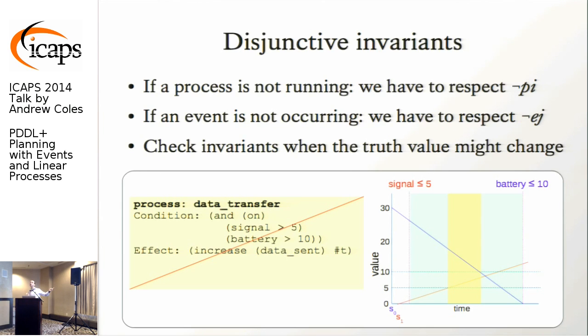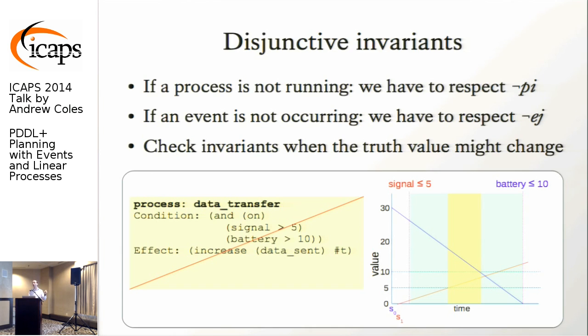If we don't want this process to happen, though, this no longer holds. If we check at the start of this interval, is the negation of this condition true? Well, yes, because signal is less than or equal to 5 at the start, so the invariant holds there. At the end of the interval, battery is less than or equal to 10, so the invariant holds there. But you can see in the middle, there was a region where signal was actually greater than 5 and battery was actually greater than 10. So we actually have to modify the planner to be able to account for these. It's not as horrible as you might think.